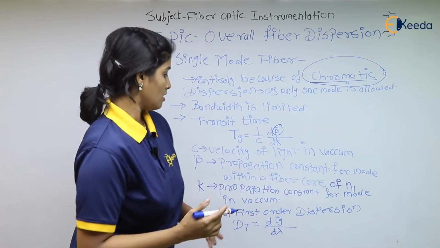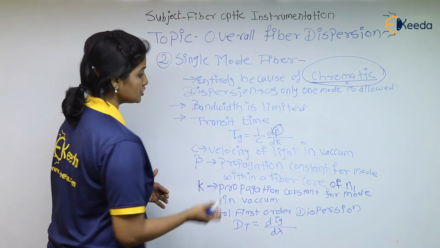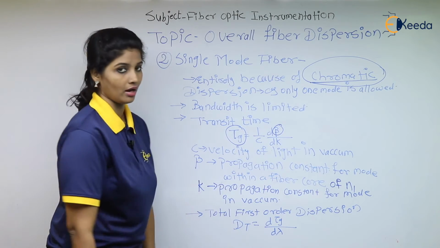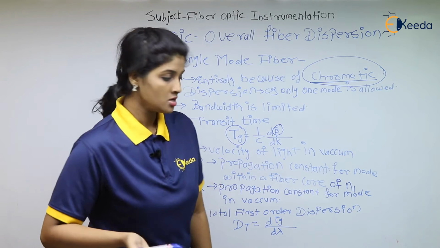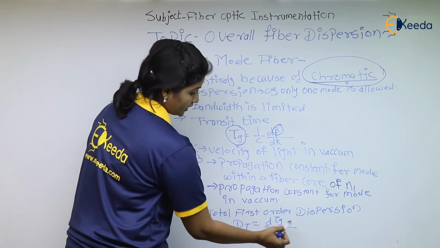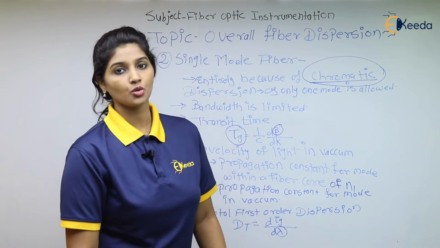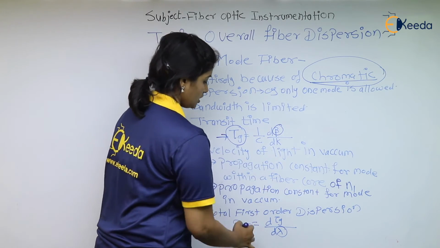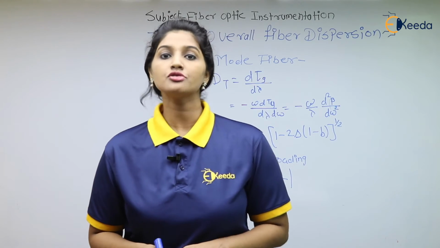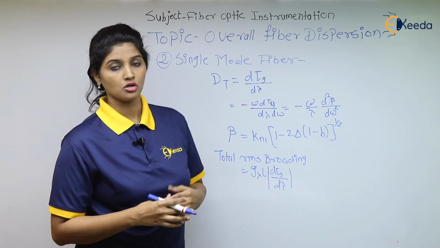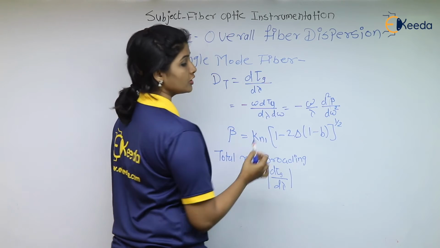Now when we talk about the first order dispersion, we need to substitute this value of transit time in the formula. So we have dt, the total first order dispersion, equal to dTg upon d lambda, where lambda is the wavelength. Now let's solve this equation by substituting the value of Tg in dt. So now we have dt equal to minus omega dTg upon d lambda into d omega.